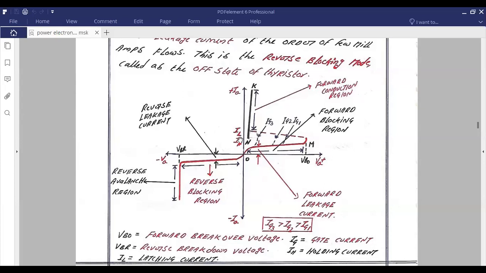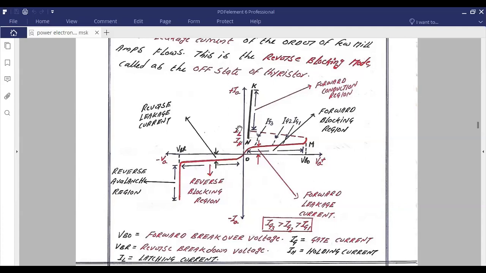Coming to the other one, the holding current. The holding current is the minimum current across the device; when the current falls below that value, the device moves to the blocking mode.